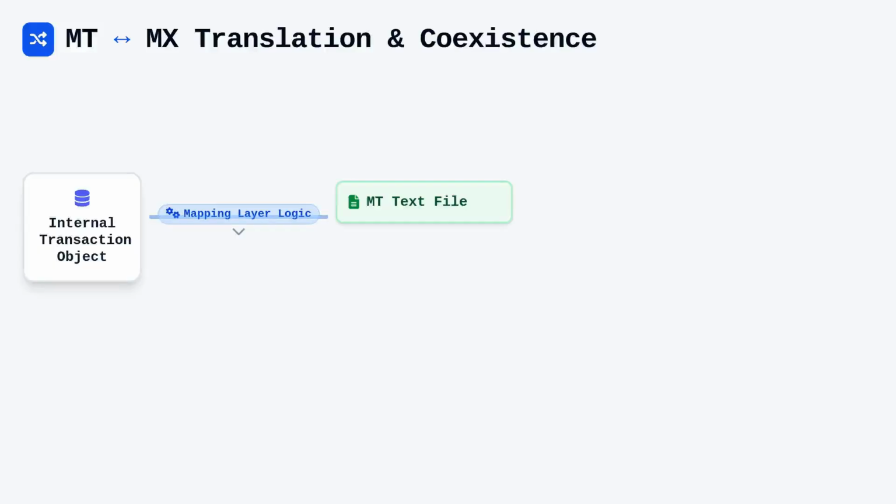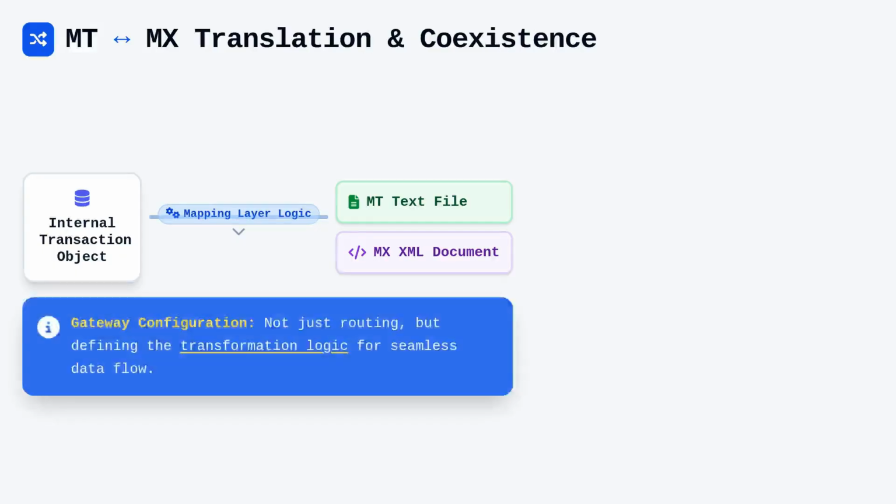The coexistence of these two standards creates a requirement for the system to perform complex translation and transformation tasks in real time. Many financial institutions still rely on MT for legacy connections while adopting MX for newer, high-value payment rails, meaning FLEXCUBE must act as a translator. This is often achieved through the internal mapping layers, where the system takes a dataset from an internal transaction object and generates either an MT text file or an MX XML document based on the recipient's capabilities. You need to understand that the gateway configuration is not just about routing.